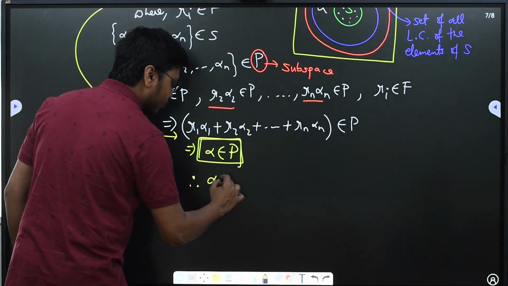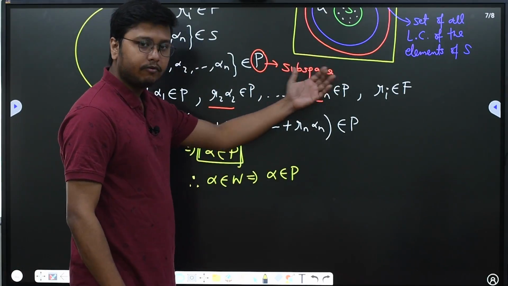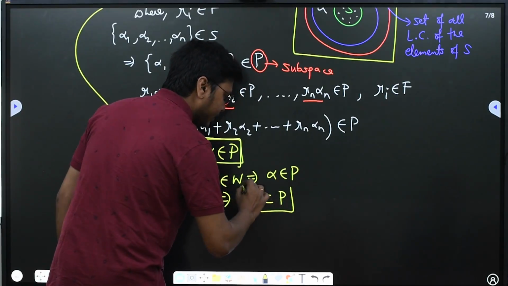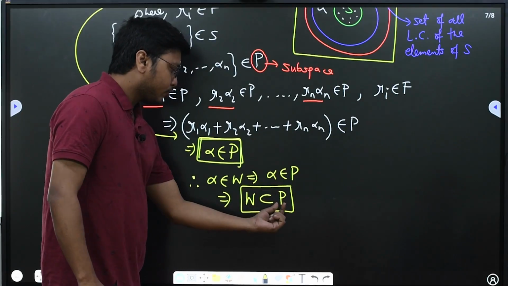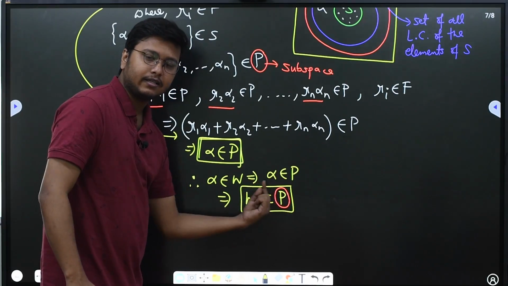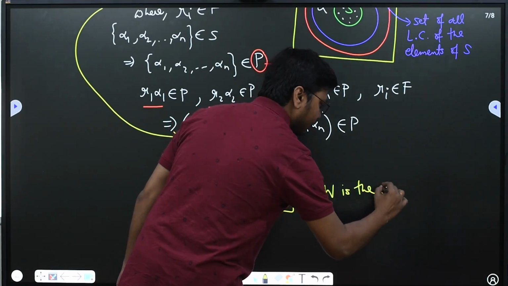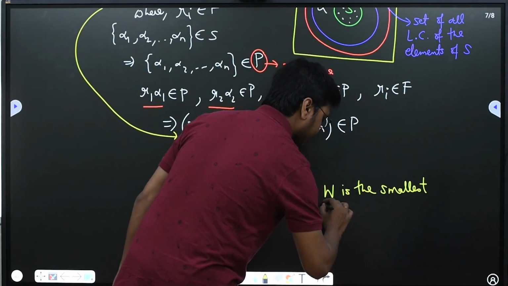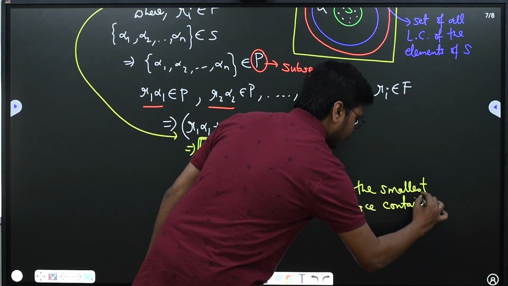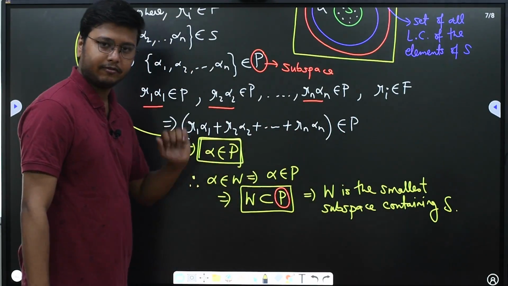Therefore alpha belongs to W implies alpha belongs to P, and as I told you before, this means that W is a subset of P. So whenever I choose a subspace containing the set S, it is going to be bigger than the W set. So this means W is the smallest subspace containing S. So that's the proof of this theorem that we have done.